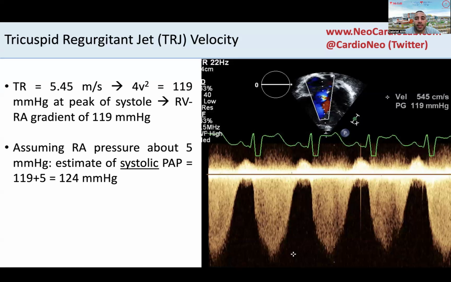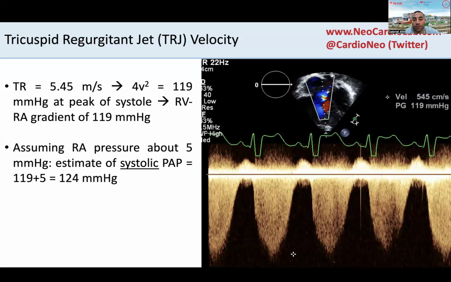So assuming that the RV and the PA are interconnected and they have the same pressure, you can assume that at the peak of systole, you get at least 119 millimeters of mercury. And that would be assuming that the RA pressure is 0. Now, in most contexts, a structure that has some degree of filling will never be 0 millimeters of mercury. So the RA is typically between 2 to 5 millimeters of mercury.